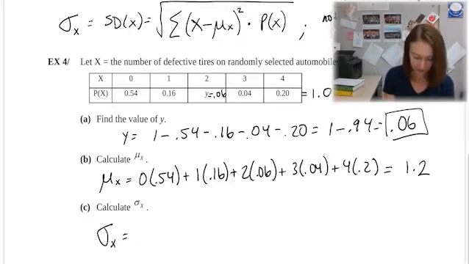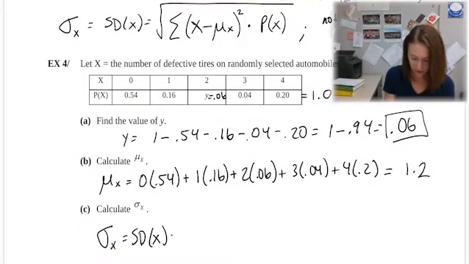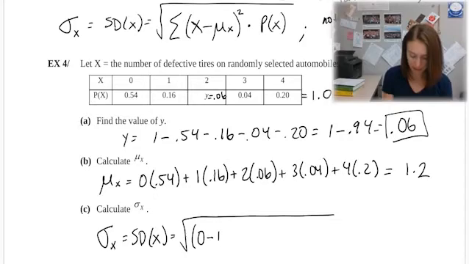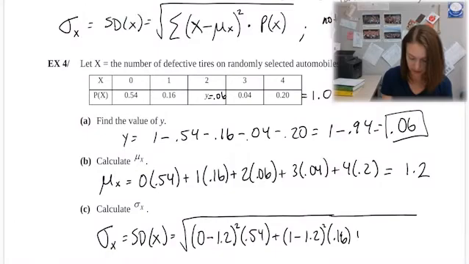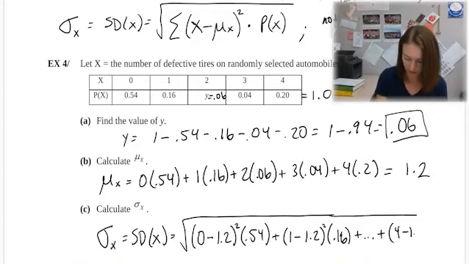All right, now the standard deviation of x. Here we have the square root of, so now it's each x value, for example 0, minus the expected value squared times the probability of that x value, which was 54%, plus the next x value, 1, minus the expected value, 1.2 squared, times the probability of that one, which was 0.16, plus, and I'm going to put dot, dot, dot, and just do the last one. So 4 minus 1.2 squared times the probability of that one, which was 0.2.